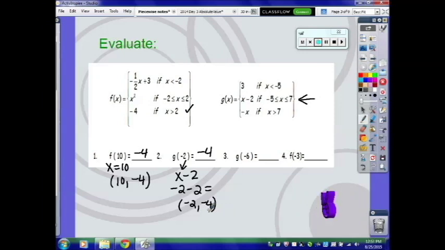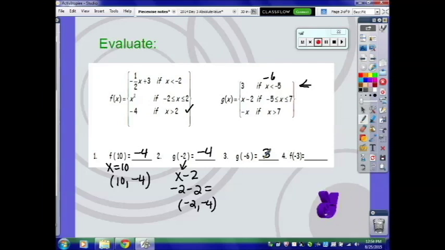Alright, g of -6. Take a moment. Decide which piece are we going to use. Piece 1, 2, or 3? Well, hopefully you said piece 1, because -6 is less than -5. So that means g of -6 is 3. So here again, another point on that graph would be -6, 3.